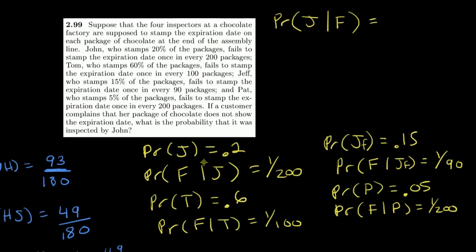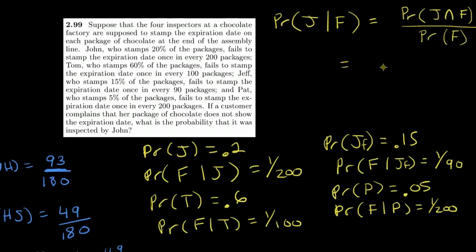We're going to need to use Bayes' theorem for this one, right? Whenever you find yourself listing out a long number of conditional probabilities like this, you're definitely going to be using Bayes' theorem. Now, first thing, how to calculate a conditional probability like this. This is the probability of Jeff given that there was a fail, which is the probability of Jeff and that there was a fail, divided by the probability that there was a fail, right?